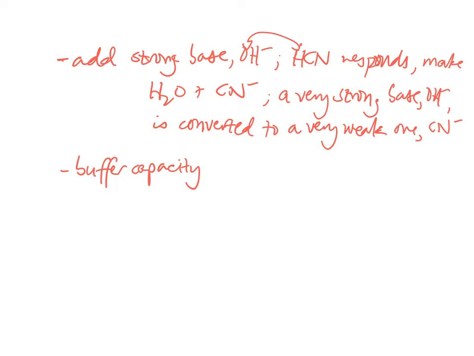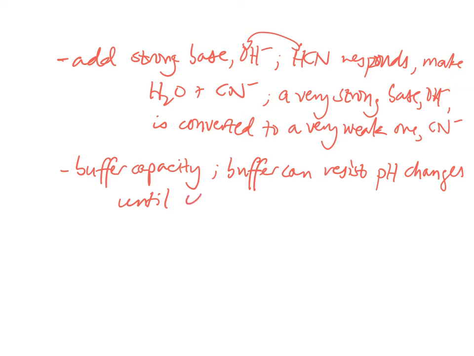Buffer capacity is simply that the buffer can prevent changes in pH as long as its moles hold out. So the buffer can resist pH changes until its moles run out.